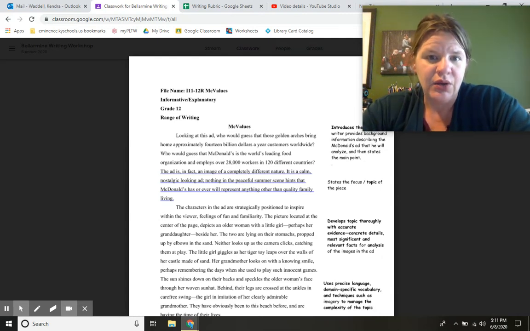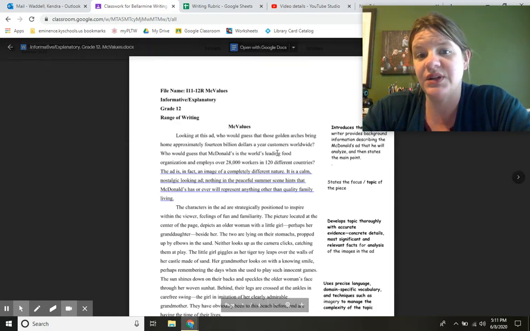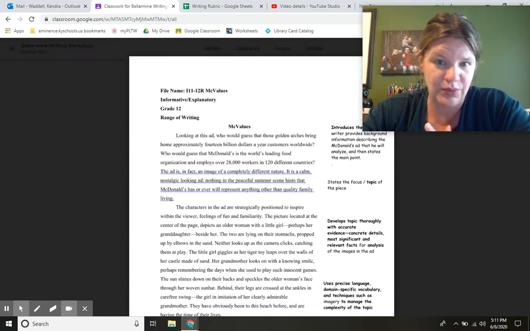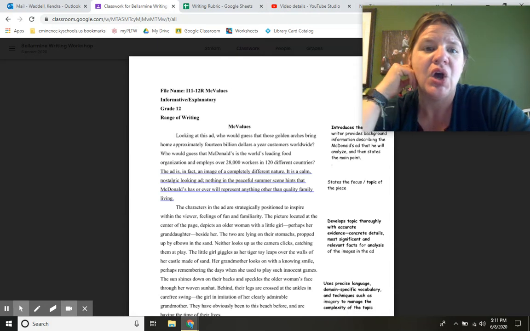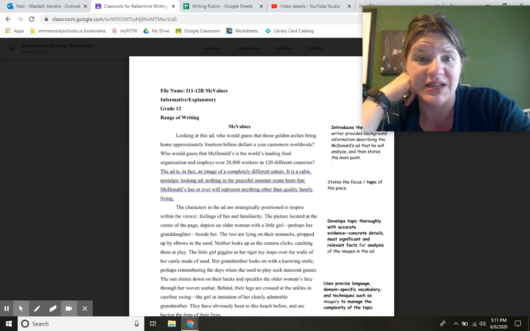Looking at this ad, who would guess that those golden arches bring home approximately $14 billion a year? $14 billion a year, it should say to or from customers worldwide. And there's an error. It's not perfect. Who would guess that McDonald's is the world's leading food organization, employs over 28,000 workers on 120 different countries? The ad is, in fact, an image of a completely different nature. It's a calm, nostalgic-looking ad. Nothing in the peaceful summer scene hints that McDonald's has or ever will represent anything other than quality family living.